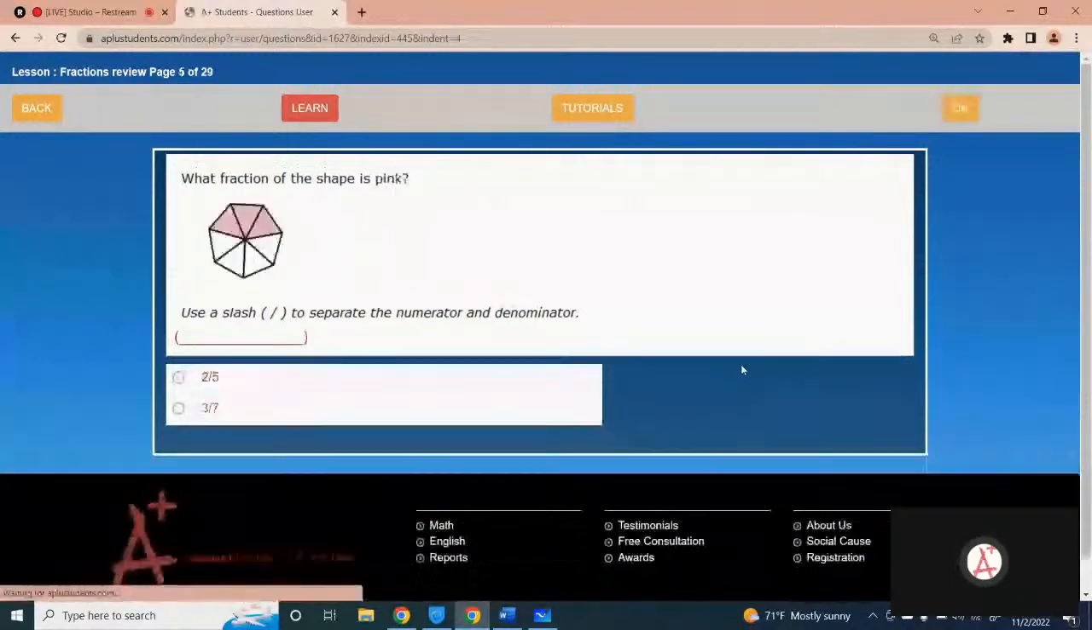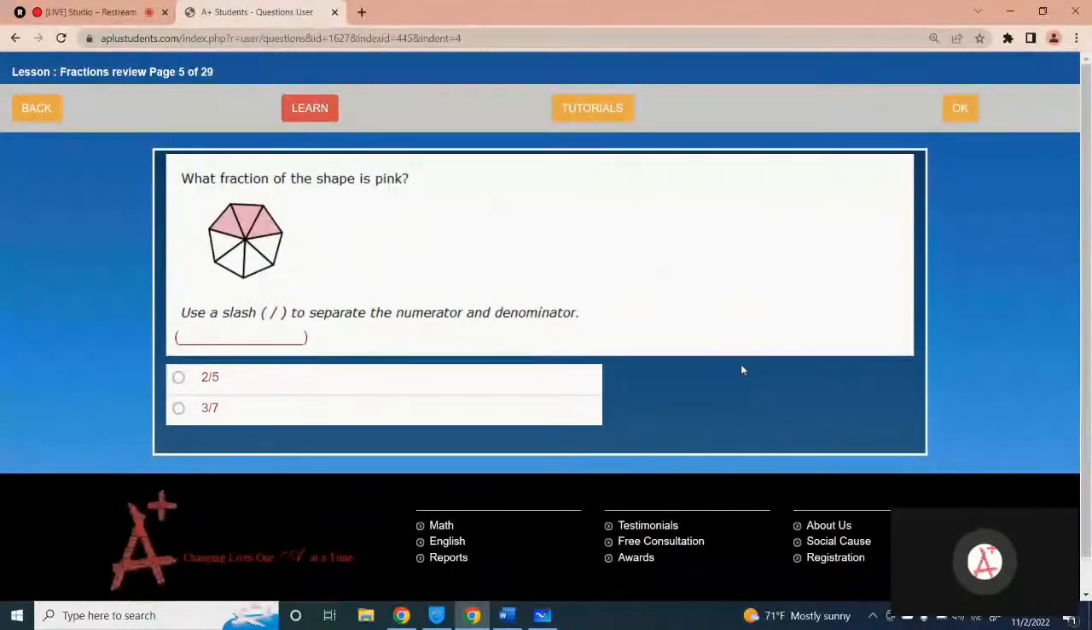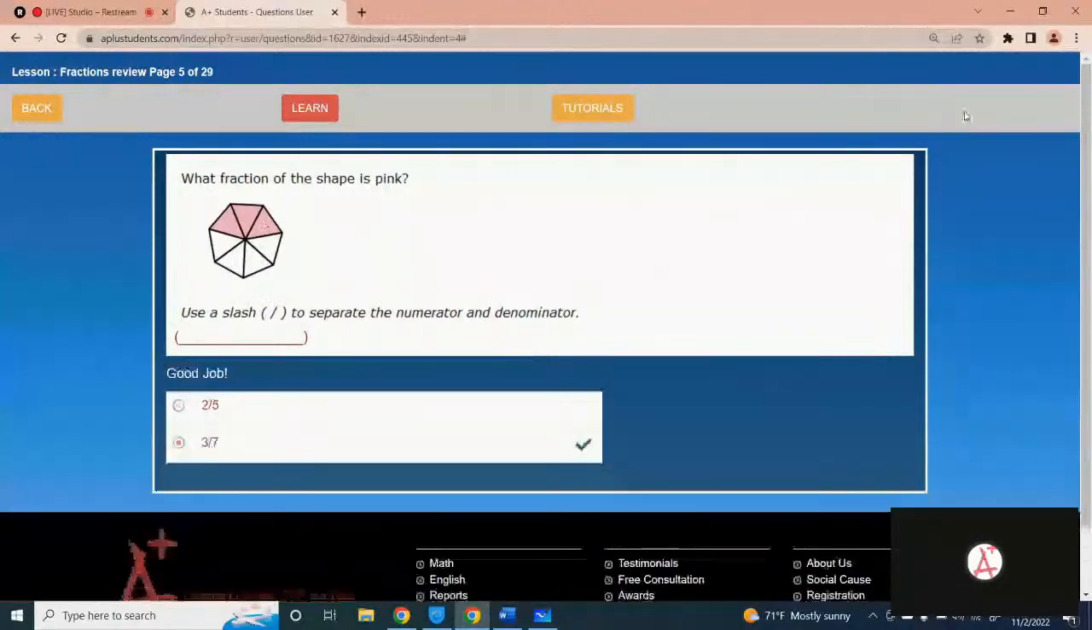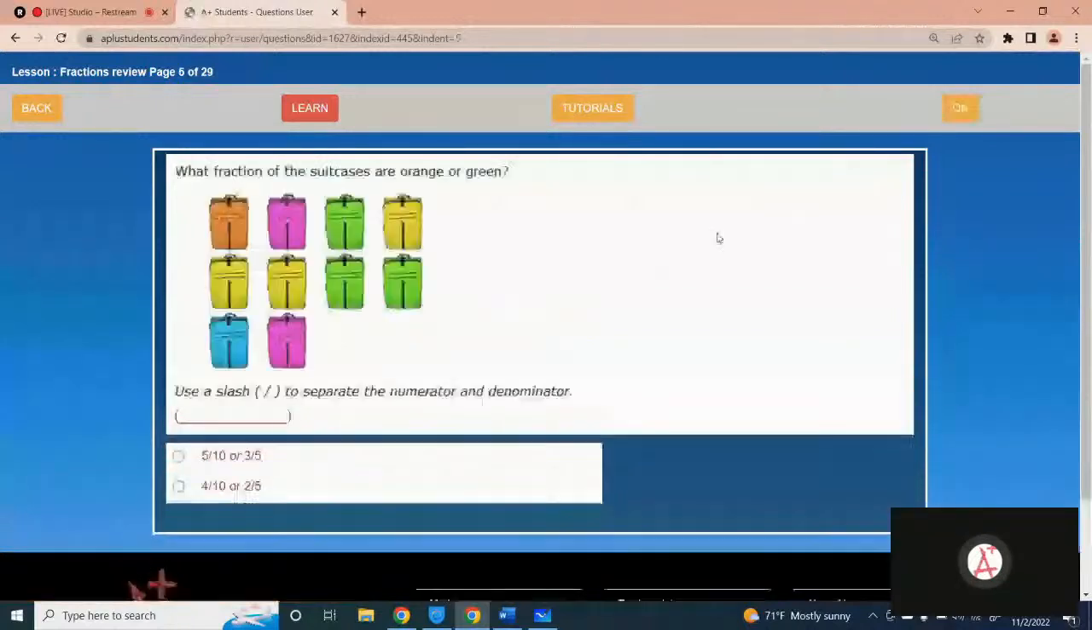Got it? Okay, what fraction of the shape is pink? The correct option is 3 over 7. Got it? The total portions are 7, and out of the 7, 3 of them are pink. So it is 3 out of 7.